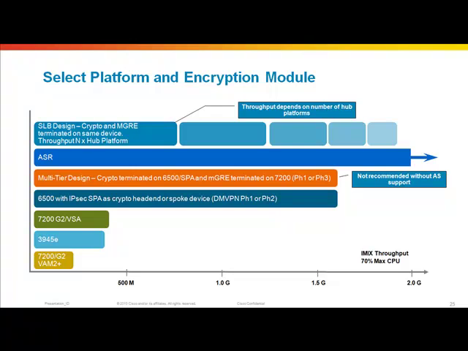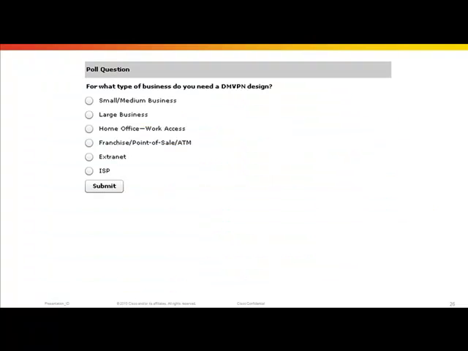So I think we're ready for another polling question. That's right, number 3. Let's have a look. For what type of business do you need a DMVPN design? Small or medium business, a large business, home office or work access, franchise, point of sale or ATM, extranet, or ISP? Take a moment to answer.